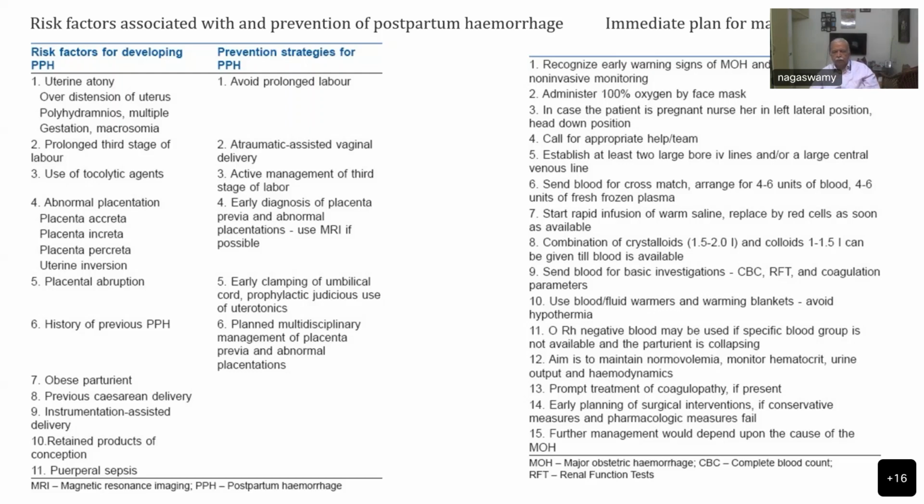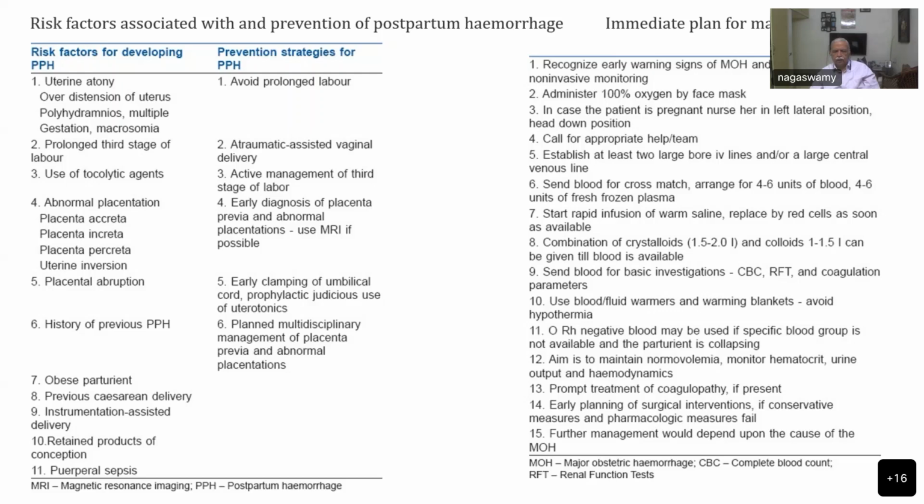So if the blood pressure or parameters are not getting corrected with 2 liters, then that is an important indication that it should be corrected only with blood and not colloids or other things. And send blood for basic CBC, RFT, coagulation parameters, and warmers and warming blankets, again repeated to prevent hypothermia. In case of emergency, when you are waiting for blood, O negative blood also can be given, just like in trauma patients. Aim is to maintain normovolemia, monitor hematocrit, urine output, and hemodynamics. Prompt treatment of coagulopathy if present.